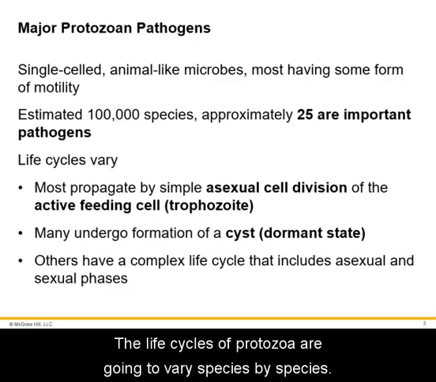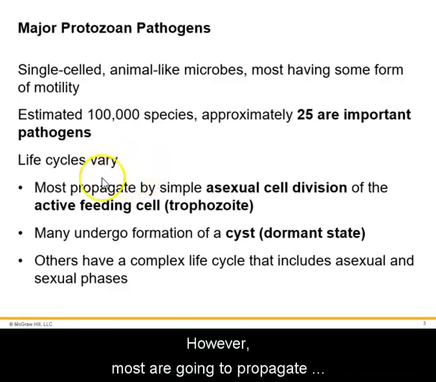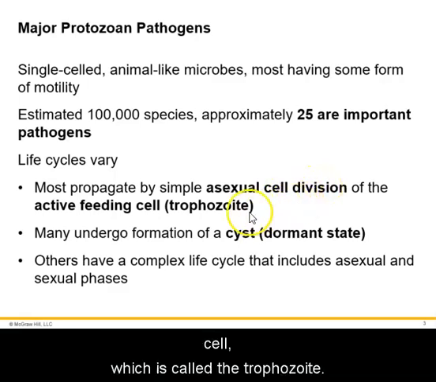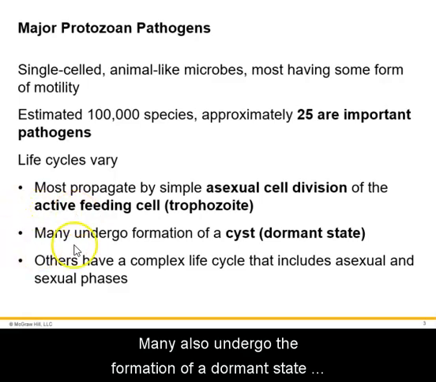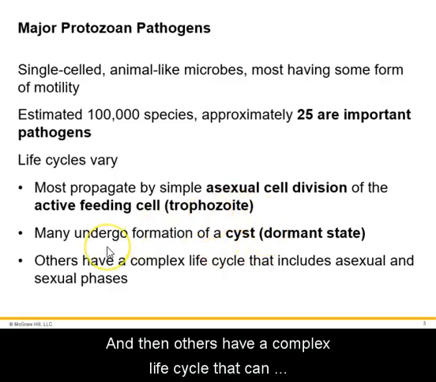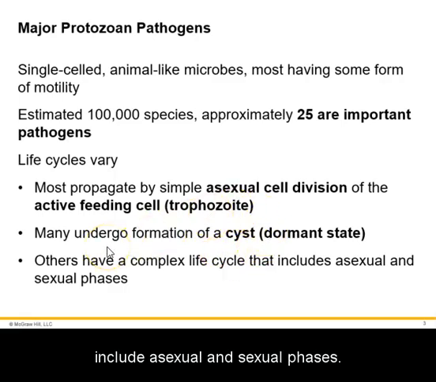The life cycles of protozoa are going to vary species by species. However, most are going to propagate by simple asexual cell division of the active feeding cell, which is called the trophozoite. Many also undergo the formation of a dormant state, which is a cyst. And then others have a complex life cycle that can include asexual and sexual phases.